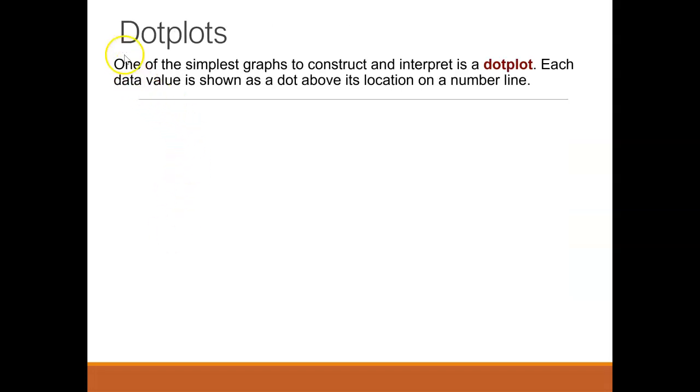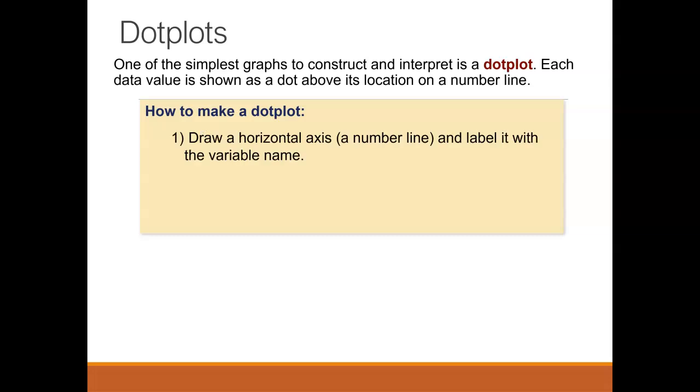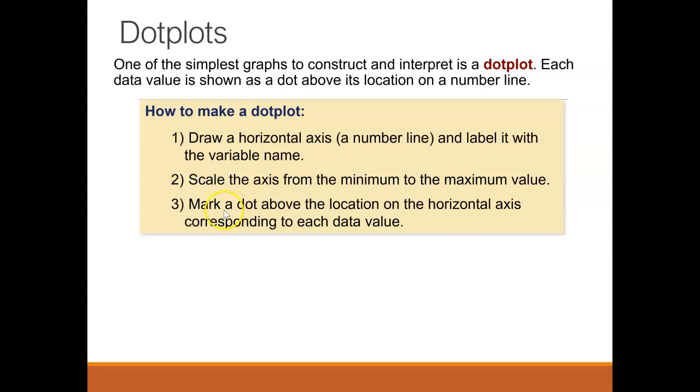All right. Another way to represent data is with a dot plot. We saw an example of this in the previous PowerPoint, where we had the miles per gallon for the cars. So to make a dot plot, we draw a horizontal axis, i.e. a number line, label it with the variable name, it has to have a label. We scale it from the minimum to maximum values. Mark a dot above the location on the horizontal axis corresponding to each data value.